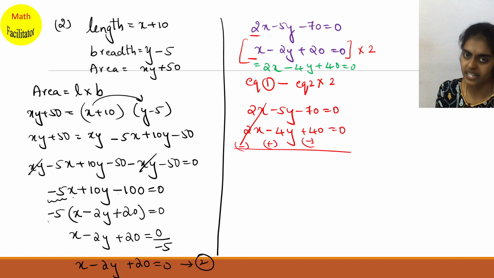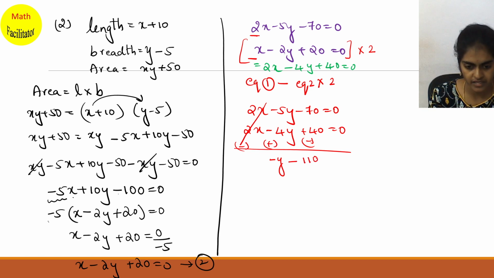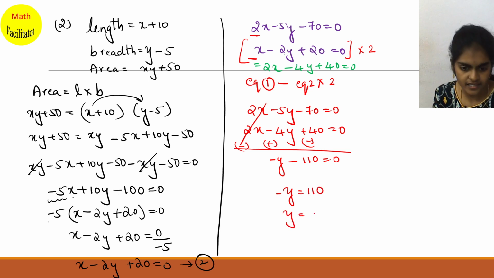So plus 2x minus 2x cancels. I have minus 4y plus 4y, so I'll have minus y. Minus 70 minus 40 gives us minus 110 equals to 0. Or you can write y is equal to... y value you are getting as 110.